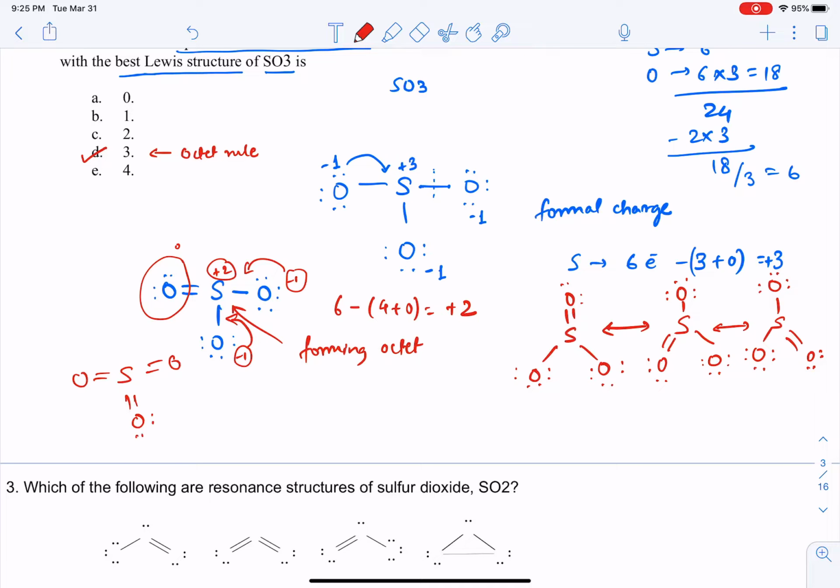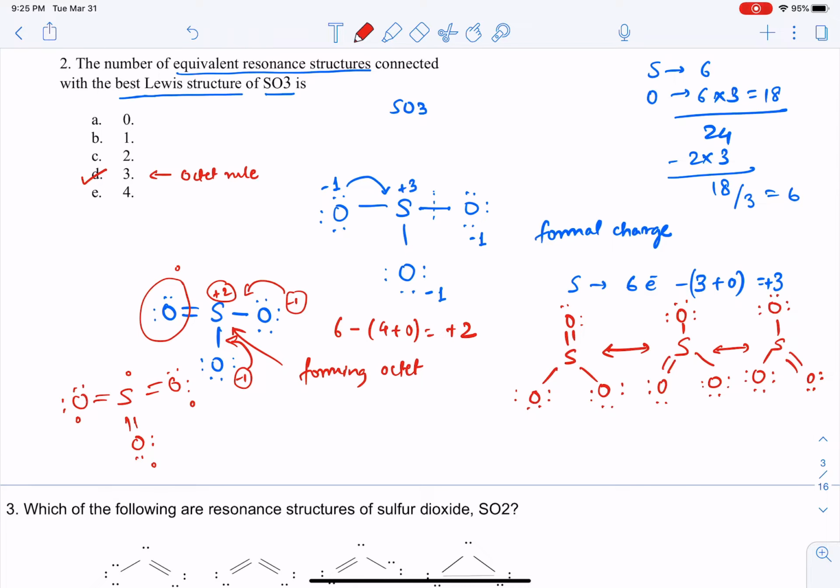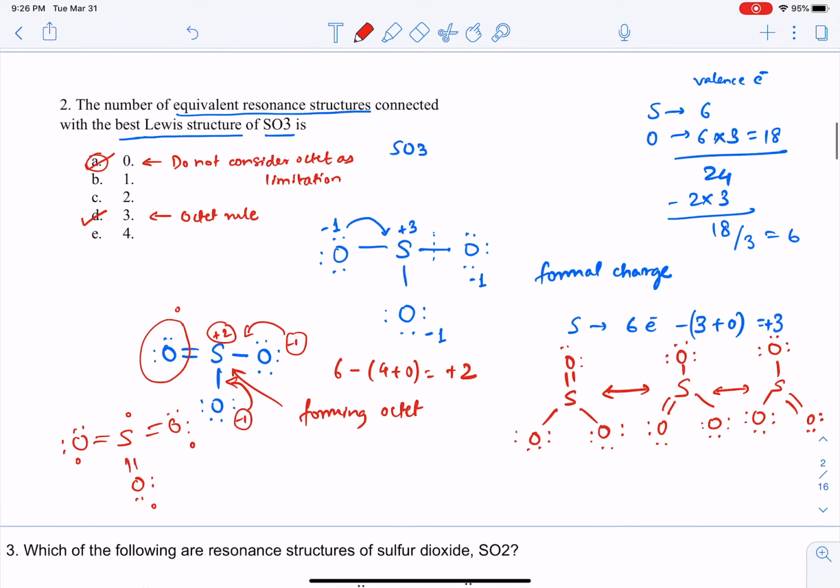Now the formal charge on all oxygens is 0, as well as on sulfur it's 0. The only thing is that sulfur is not forming an octet now. In this case, the number of resonance structures is 0 because there's no resonance now, everything is equivalent. So preferably your answer would be A, because sulfur can form all the bonds with oxygen.